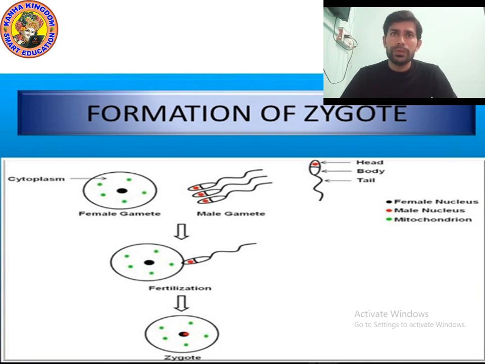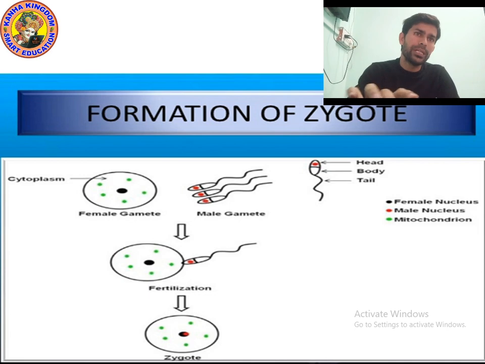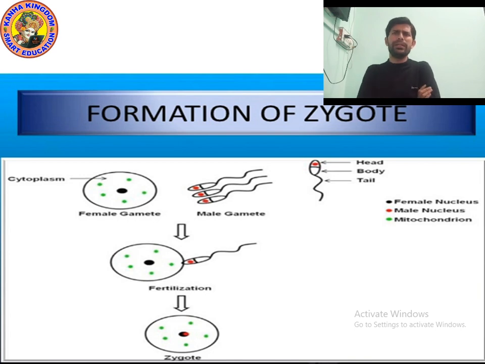As you can see in the female gamete, the black dot is the female nucleus, the red dot is the male nucleus, and the green dots are mitochondria, which are also known as the powerhouse. A zygote is always formed from the union of two gametes, the male cell and the female cell.